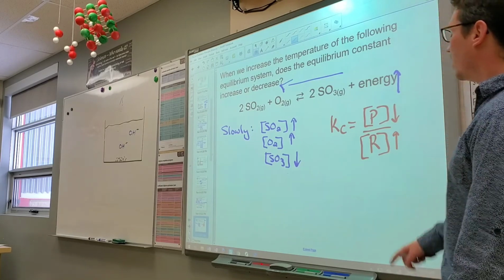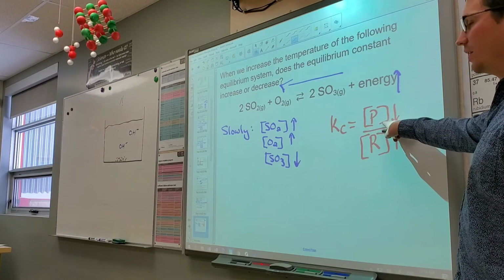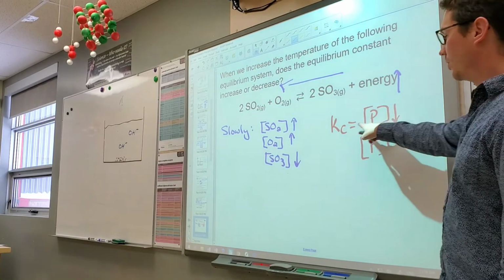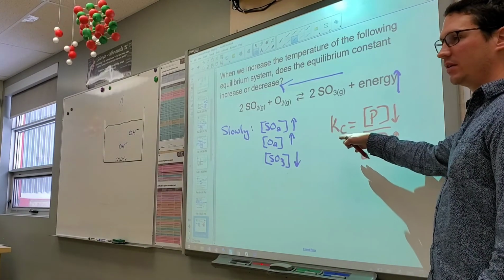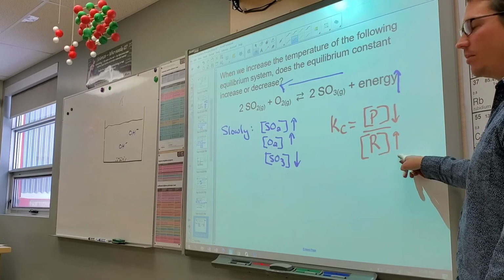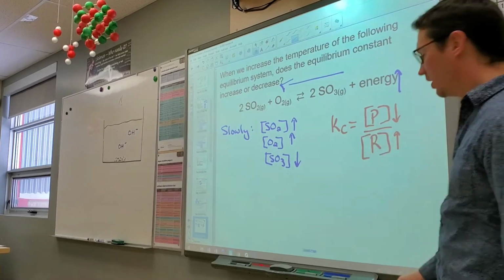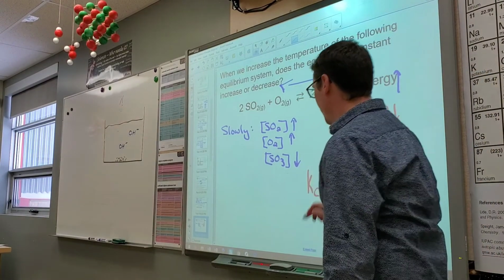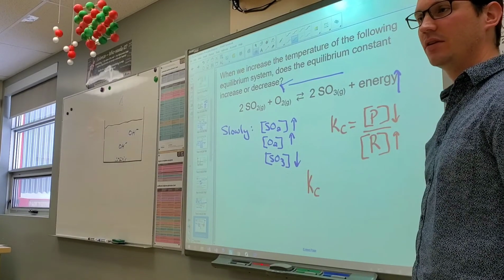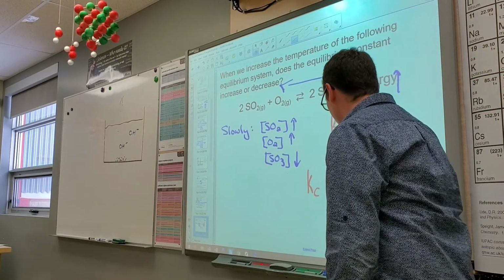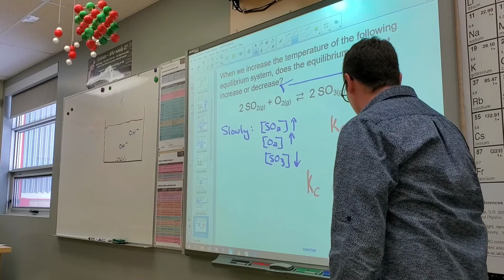Would you agree, when you reduce the numerator, your fraction will decrease, right? Also, when you increase the denominator, your fraction will decrease, right? So Kc, what happened? Did it increase or decrease? Kc decrease.